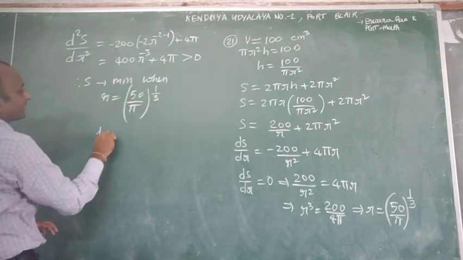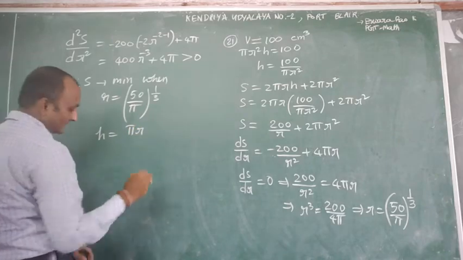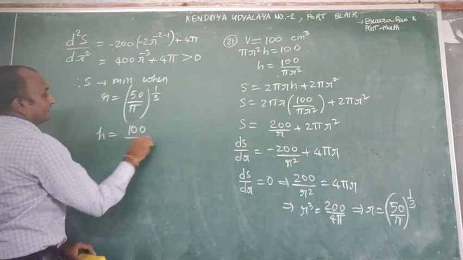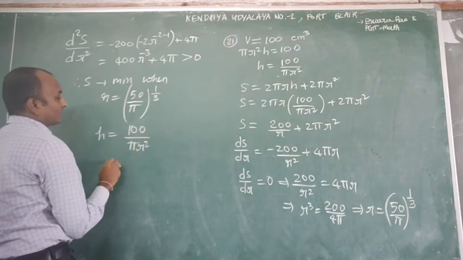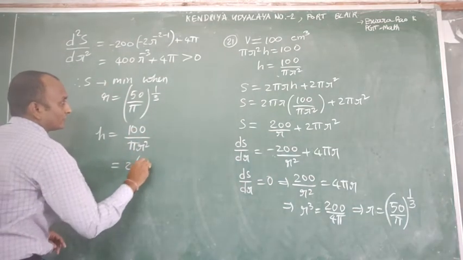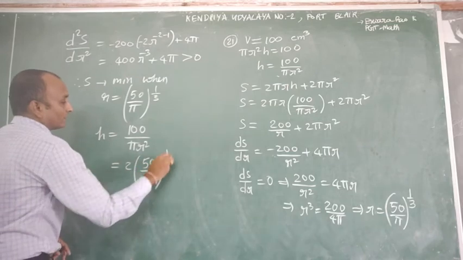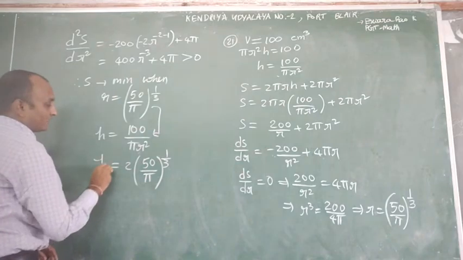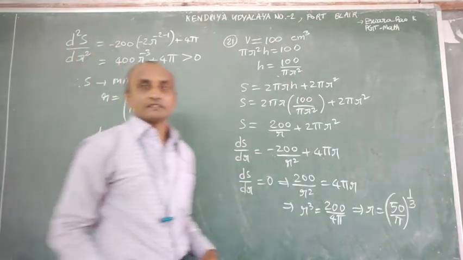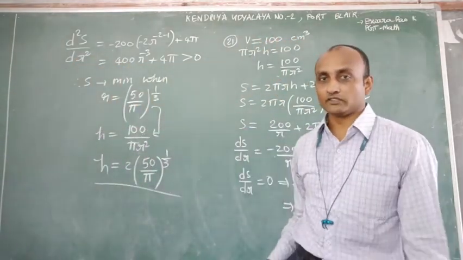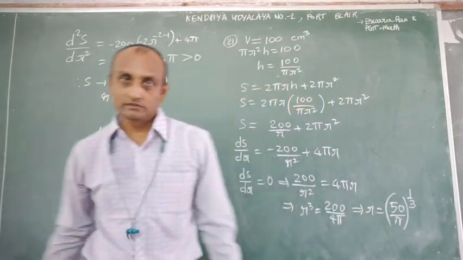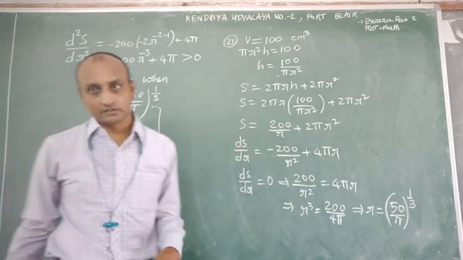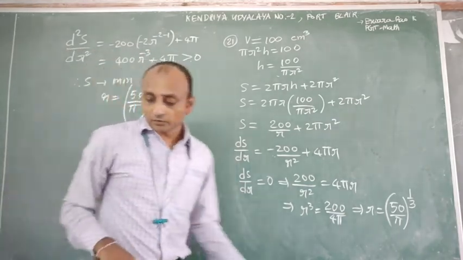Similarly, you find h. h is 100 by pi r square. In this you substitute r, and you will get h is equal to 2 into (50 by pi) whole power 1 by 3. After substituting r in this, h will come like this. Done. The calculations are a bit lengthy in this. Try to understand and do it. You should use exponents and powers concepts for simplification. Okay. So can I move on to the next question?